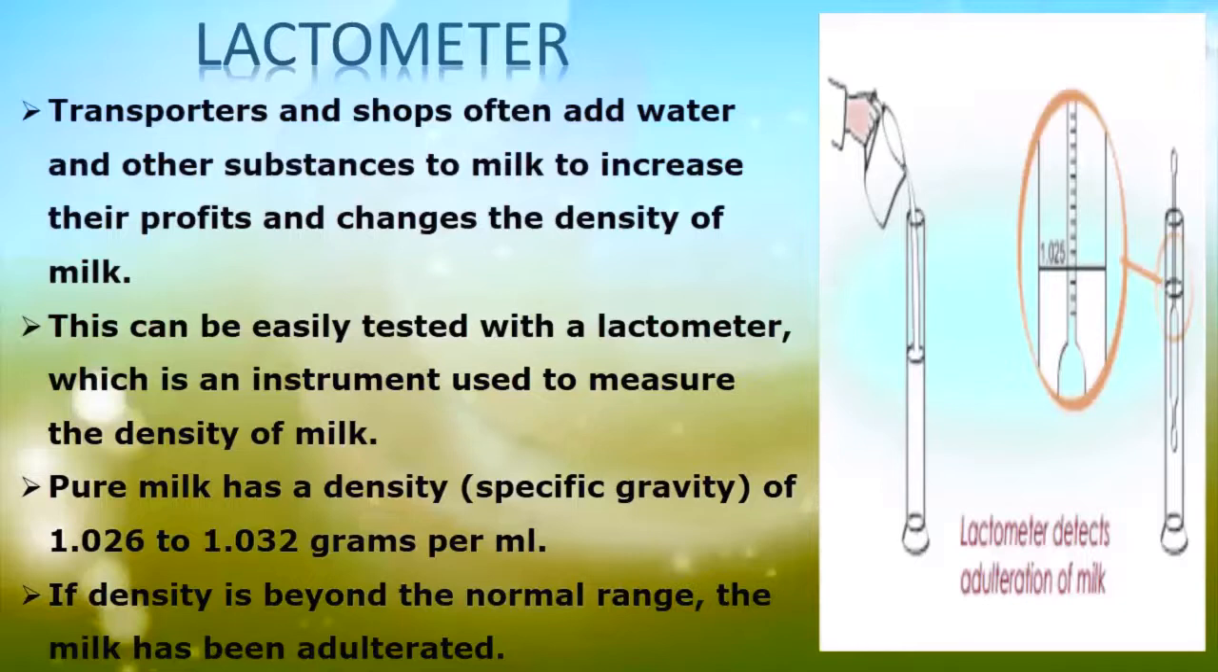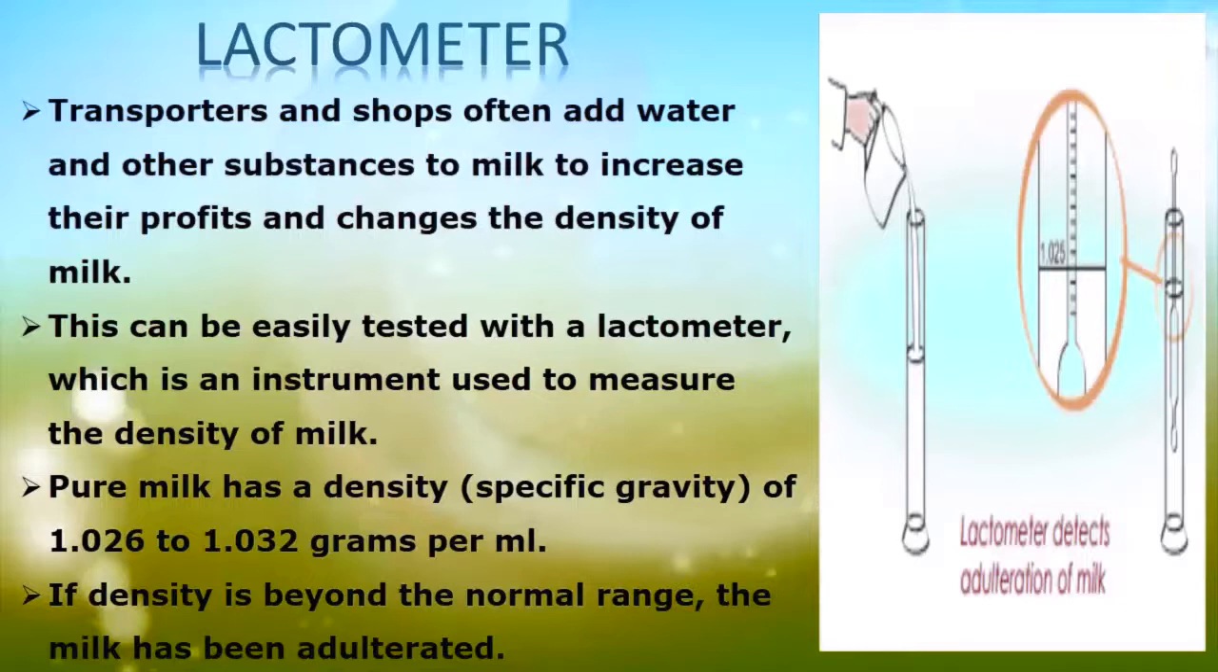First, ensure that the milk temperature is about 20 degrees Celsius. If it is hot milk, it should be left to cool at room temperature for at least 30 minutes. If the milk was cooled below 10 degrees Celsius, warm it up to 40 degrees Celsius and then cool it to 20 degrees. Mix the milk sample and gently pour about 200 ml into a measuring cylinder.